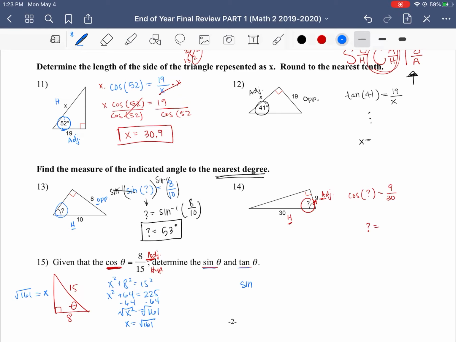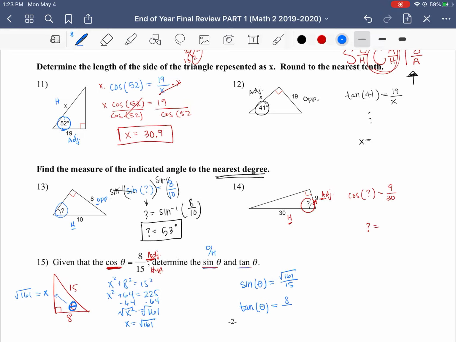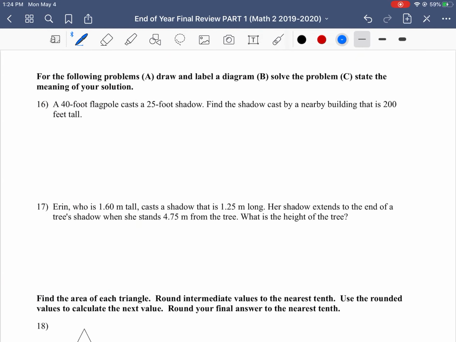Now that we know all the sides, we can set up the sine ratio and the tangent ratio that it asked for. So remember, sine is always opposite over hypotenuse. The opposite of the theta we drew in our triangle is the side we just found, so the square root of 161 over the hypotenuse, which was 15. And then tangent, our other trig ratio, is adjacent, so that means next to. That one's the 8 over the hypotenuse, which is 15. So always relating back to SOHCAHTOA, making sure that we're comfortable with using that.